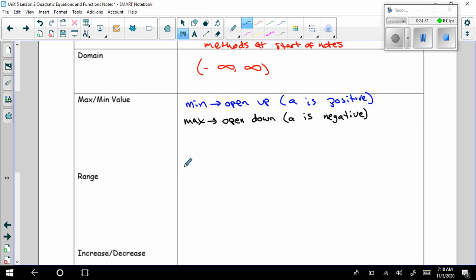Your range is going to depend on whether or not you have a min or a max. So if you have a minimum, your range is going to be from your minimum value to infinity. If you have a maximum, that range is going to flip around because we're going to be open down. So we're going to come up from negative infinity and approach our max y value. And that will be our range.